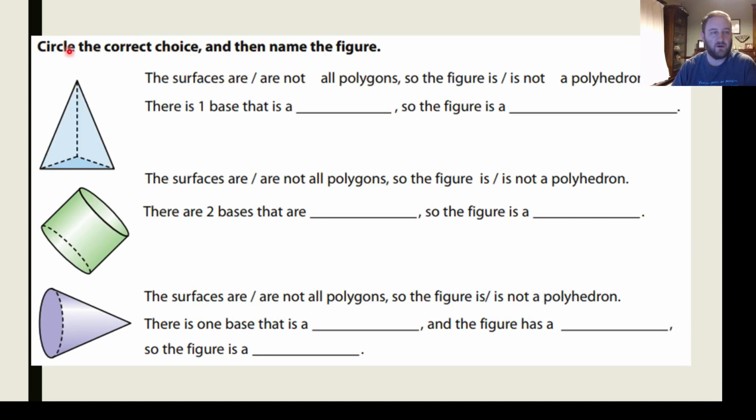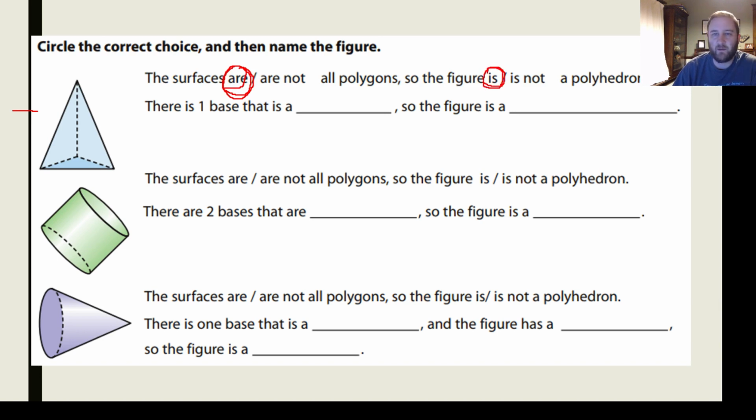Alright, so what we want to do is we want to circle the correct choice and then name the figure. So first is this figure right here. First it says the surfaces are or are not all polygons. Well, if we look at each of these surfaces, each surface is a triangle. A triangle is a polygon, so the surfaces are all polygons, which means that the figure is a polyhedron.